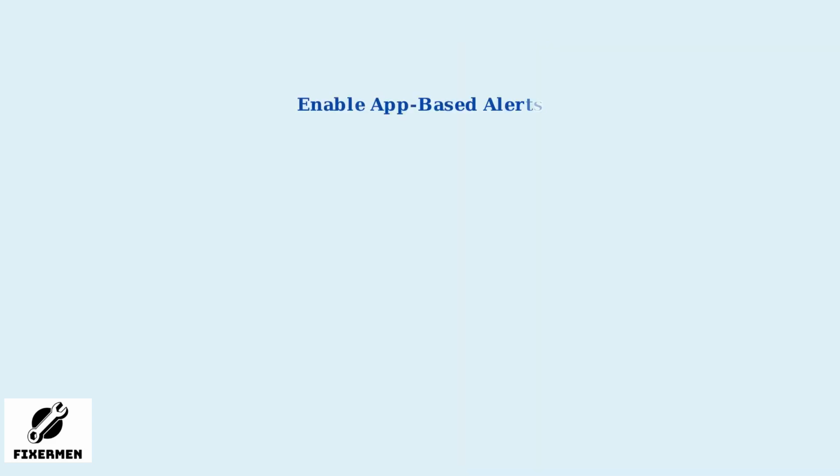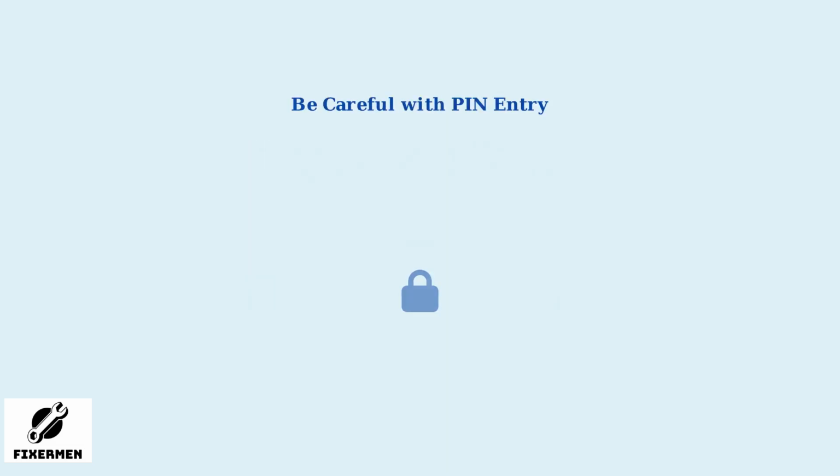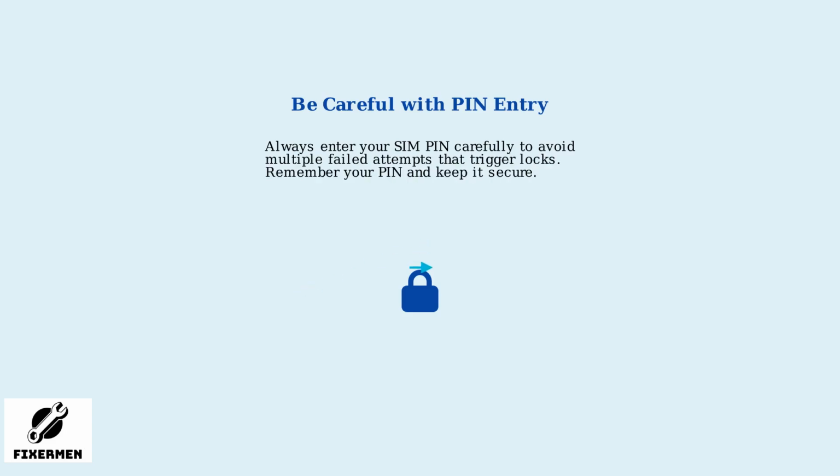To prevent future SIM locks, start by enabling app-based alerts in your T-Mobile app. These notifications warn you about unusual activity on your account, such as unexpected SIM changes or suspicious login attempts. Next, be cautious when entering your SIM PIN. Entering the wrong PIN multiple times can lock your SIM card. Make sure you know your PIN and enter it accurately to avoid unnecessary locks.